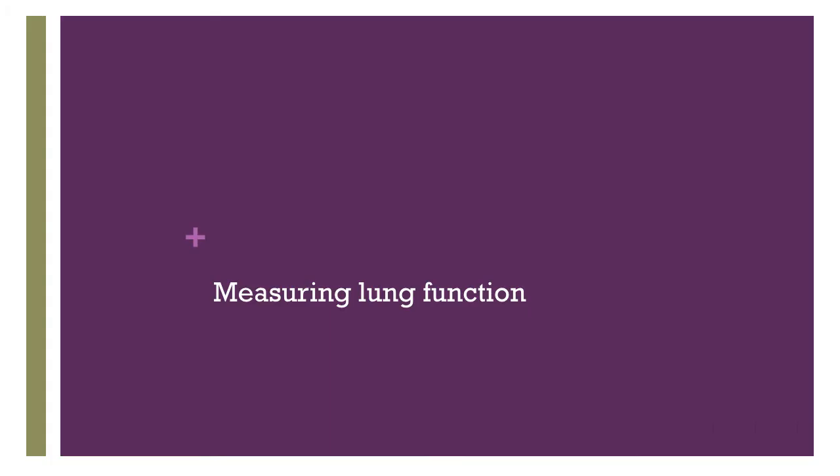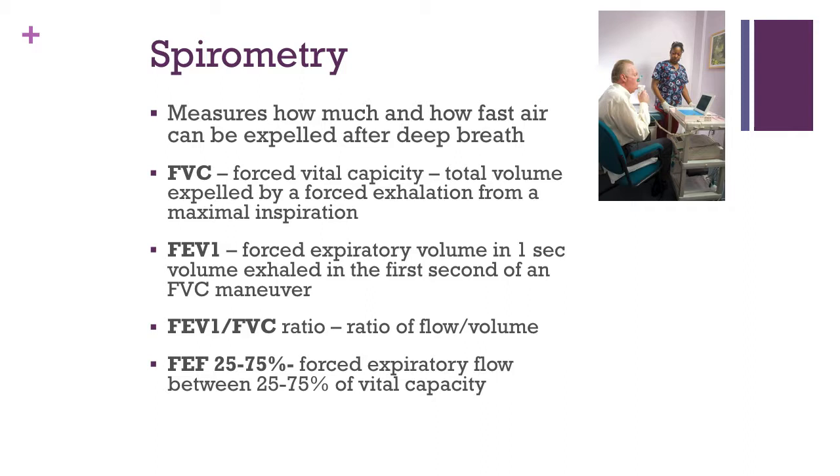Lastly, we're coming into spirometry when we're measuring lung function. So we've talked a little bit about spirometry. The components of spirometry are essentially your forced vital capacity, your FVC, your FEV1, forced expiratory volume in 1 second, and then the ratio of those two. So those are the three biggest and most important components to understand for spirometry.